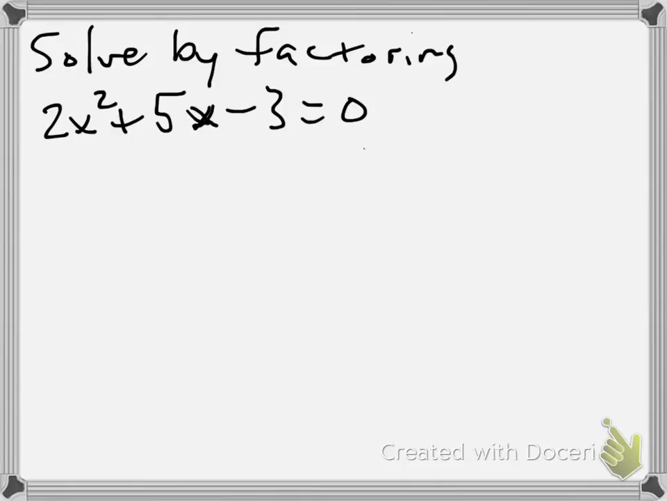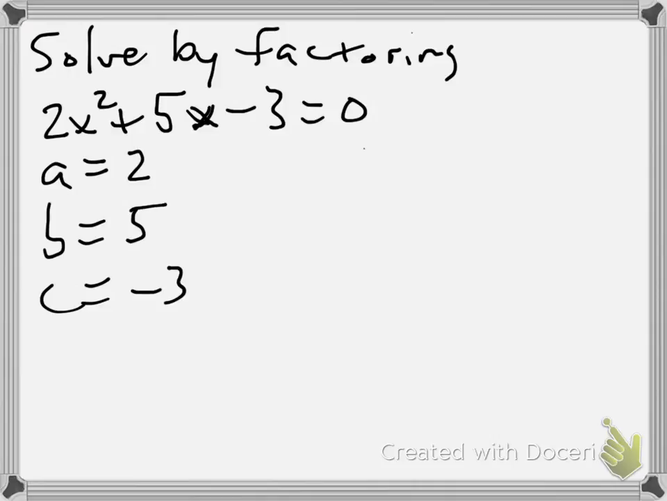First, we're going to solve by factoring. So this equation is 2x squared plus 5x minus 3 equals 0. The first thing we want to do is identify what a, b, and c are. A is the number in front of x squared, so that's 2. B is the number in front of x, so that's 5. And c is the constant term, which is negative 3.